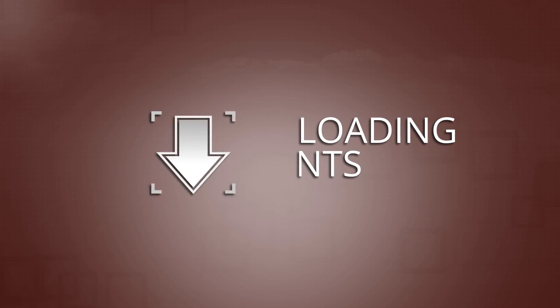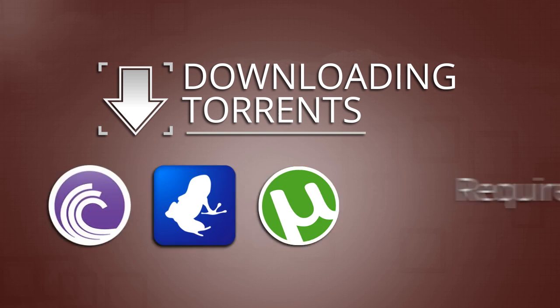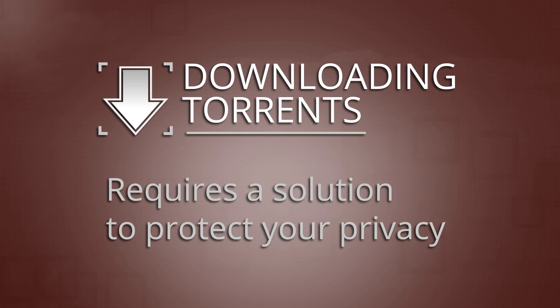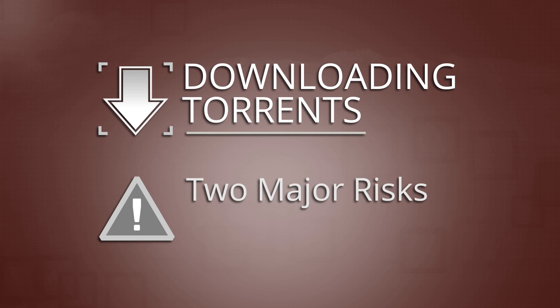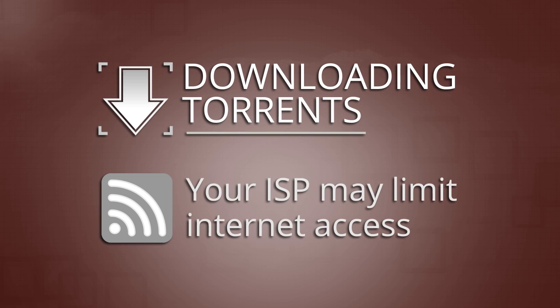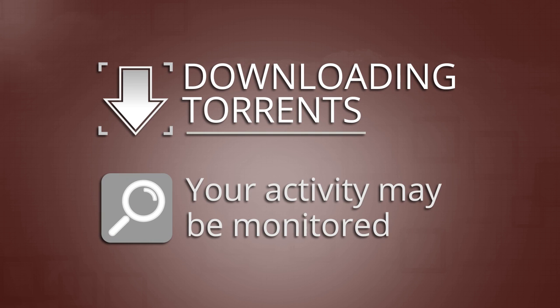When downloading torrents with software like BitTorrent, Vuze, or uTorrent, you need an anonymous torrent solution to protect your IP address and personal identity. There are two major risks to downloading torrents unprotected. The first is that your service provider may throttle your internet or even suspend your account for exceeding their bandwidth limits. The second is that your activity may be monitored, and as such, your download habits can be traced directly to your personal IP address.